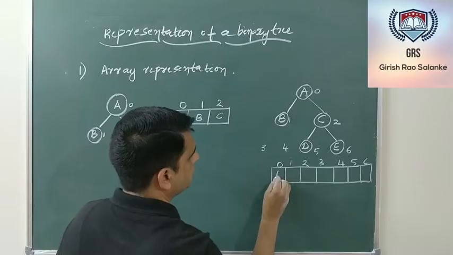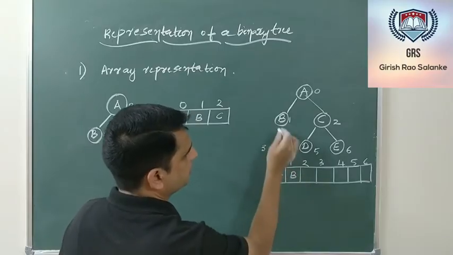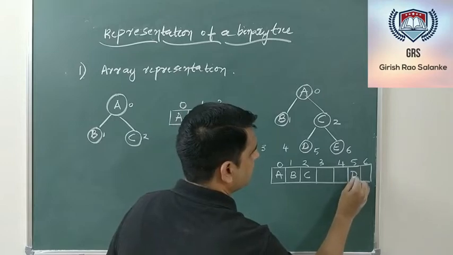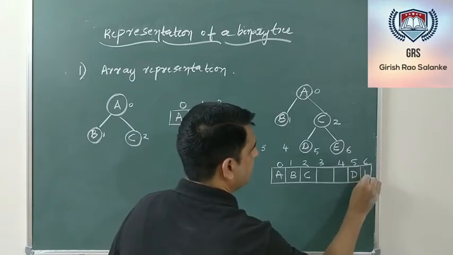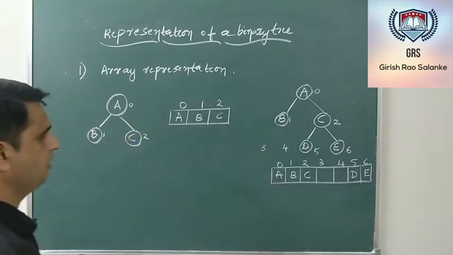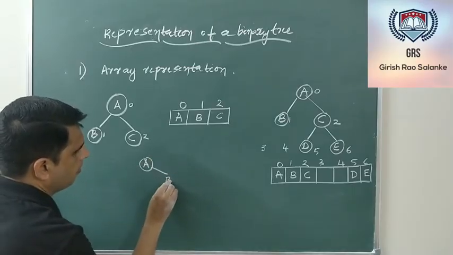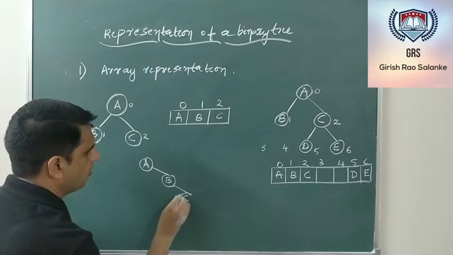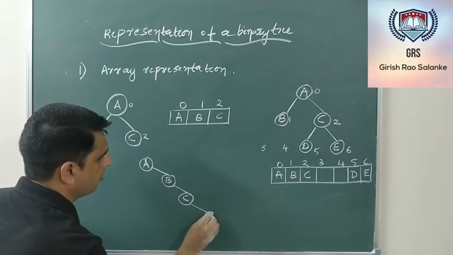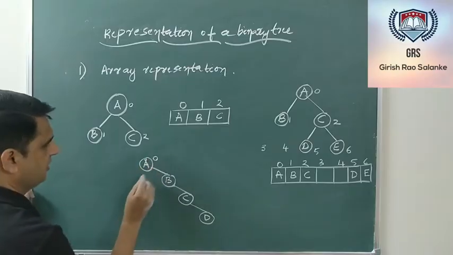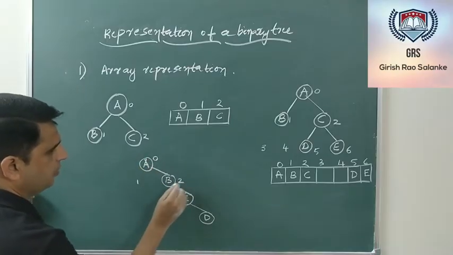So in the 0th location A is there, B is there in the first location, C is there in the second location, D is there in the 5th location, and E is there in the 6th location. So take one more array: A, B, C, D. This has 0, 1, nothing is there, 2, B is there.